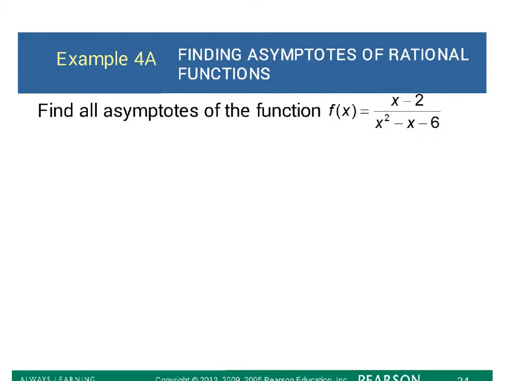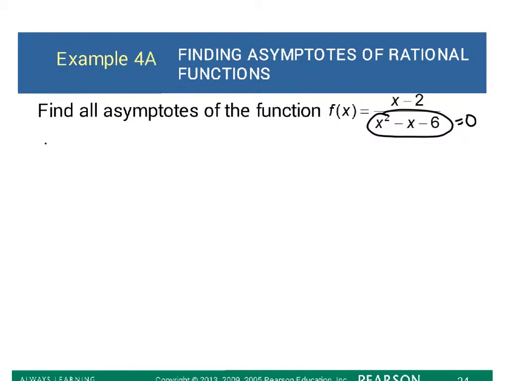Alright, so this example right here, we're asked to find all asymptotes of this function given, and then we're going to actually graph it too. So let's go ahead and find the vertical and horizontal asymptotes. Let's start out by finding the vertical ones first. Vertical is always the same. You take your denominator, you set it equal to 0, and you solve for your x values. Those x values you find are your vertical asymptotes.